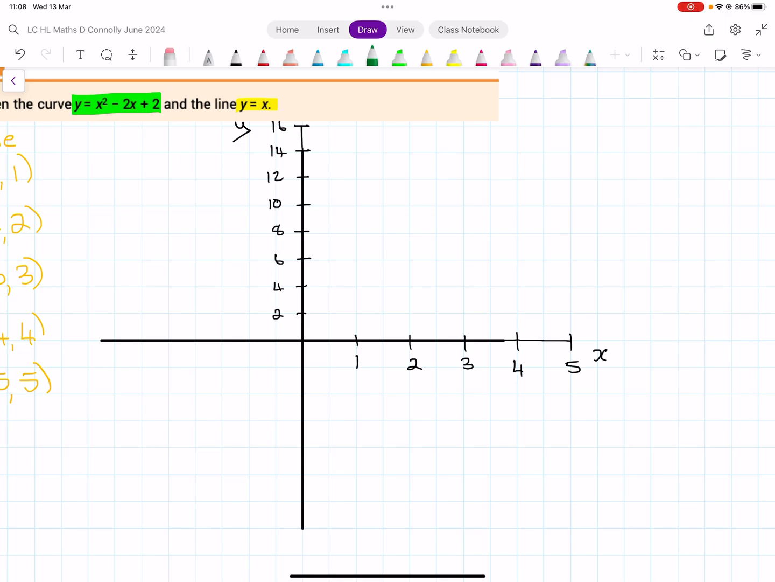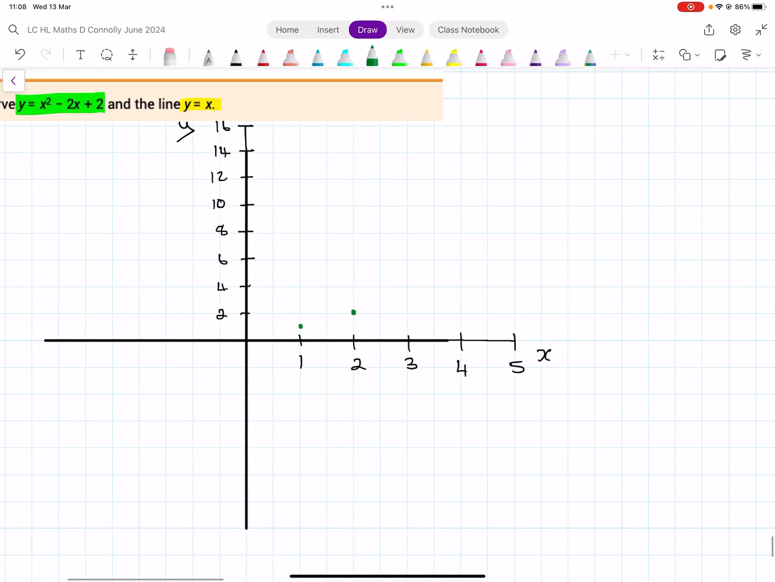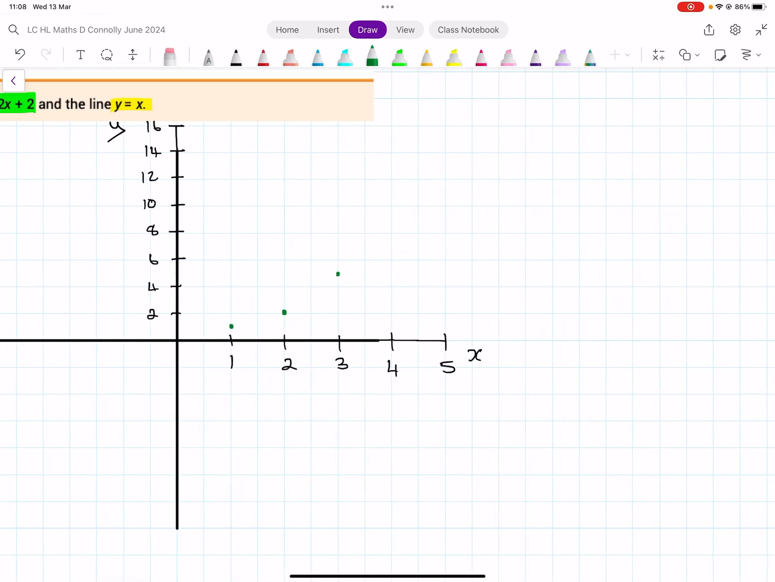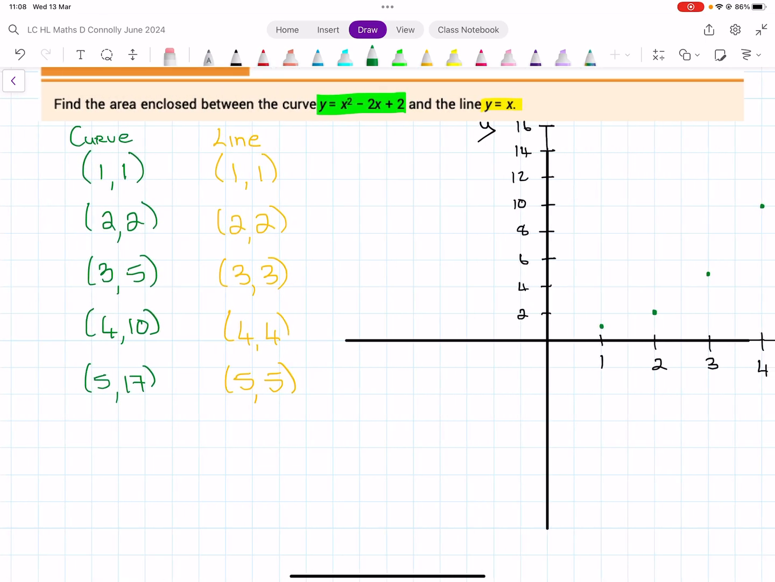Okay, so in green, we'll do the curve. So the curve is 1, 1, which is there. 2, 2 is there. 3, 5 is there. 4, 10 is there. And then 5, 17. So that's 16, so that's 17. What would 0 be? If I were to sub 0 in, I would get 0 squared minus 2 times 0 plus 2. So I get y equals 2. So that's actually gone back up.